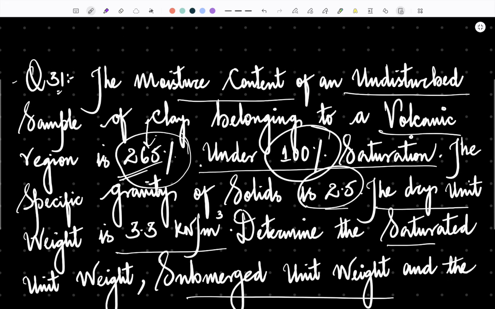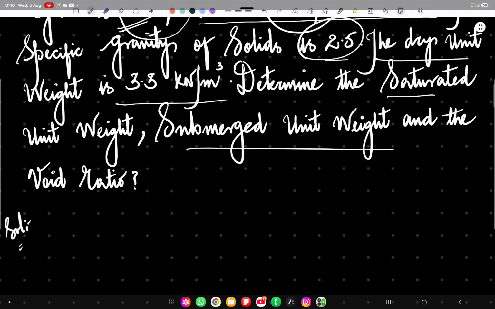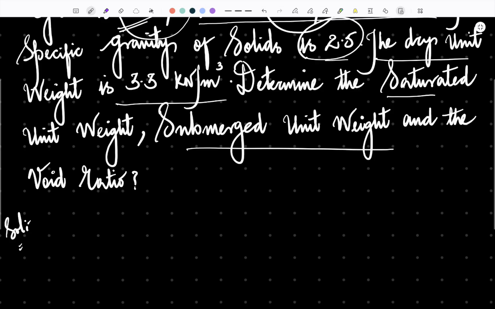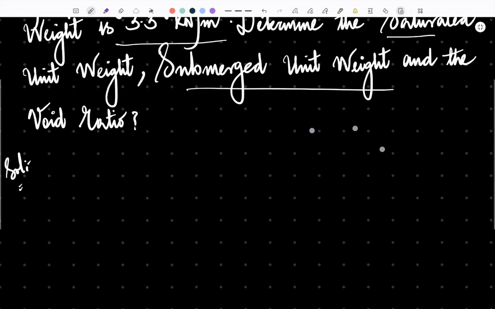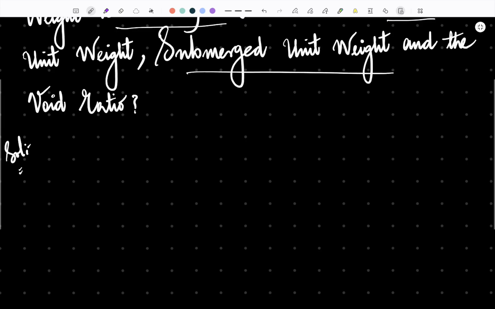Question is, the moisture content of an undisturbed sample of clay belonging to a volcanic region is 265%. Under 100% saturation, the specific gravity of solids is 2.5. The dry unit weight is 3.3 kilonewton per cubic meter. Determine the saturated unit weight, the submerged unit weight, and the void ratio. All right, so let's get started and solve this question.